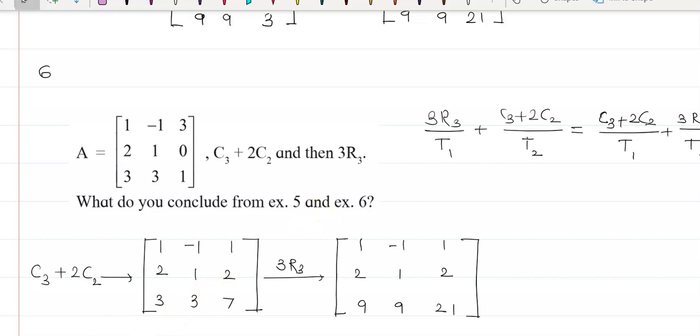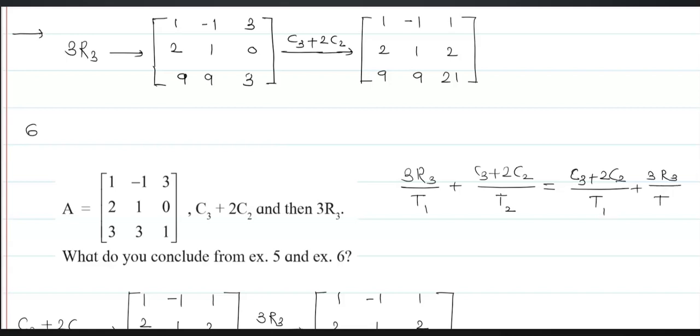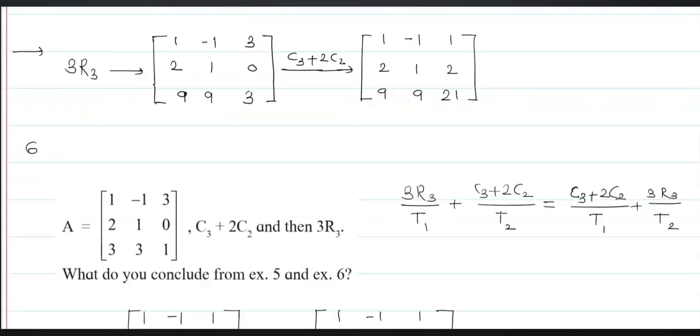Now the next example. Here is 3 times R3. This is the first transformation which was in example number 5, and this was the second transformation, C3 plus 2 times C2. For the same matrix, if we perform this operation first and then 3 times R3, the value remains unchanged. Therefore, we say that the transformation is commutative.